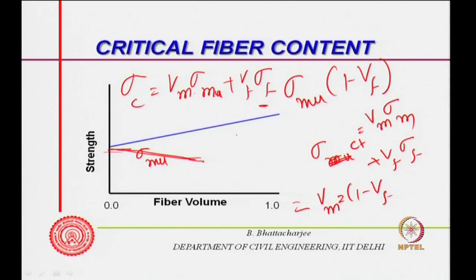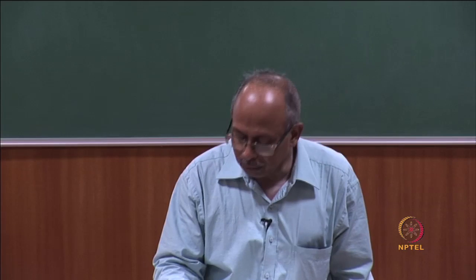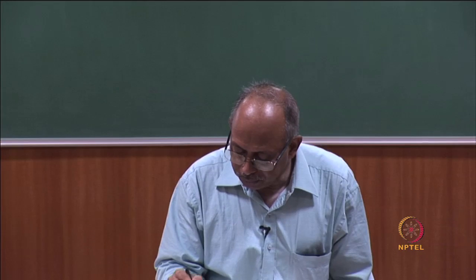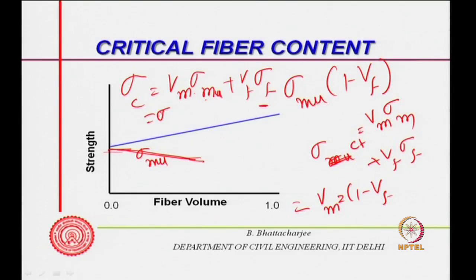So, actually strength will reduce, but normally we use fiber which is stronger, therefore strength will get enhanced. Now, sigma m can be written as V m, which is 1 minus V f, into sigma m plus V f sigma f. So, you can see it is linear.